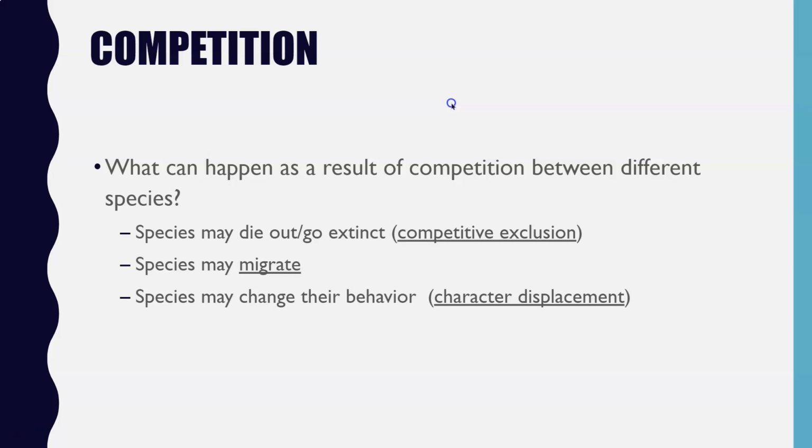What can happen as a result of competition between different species? So there are 3 things that could happen. One of the species may die out or go extinct due to competitive exclusion, where their competition is so strong that they're unable to get the resources they need to survive. Or one of the species may migrate to a different area where there's less competition. Or species may change their behavior, so they're going to have some sort of character displacement and change and adapt to that competitive environment.